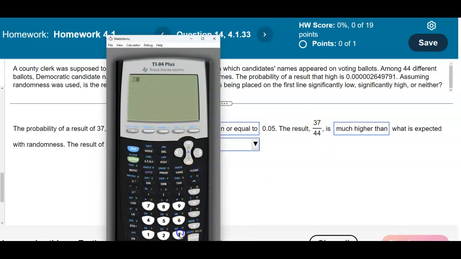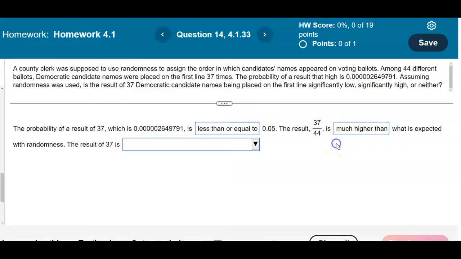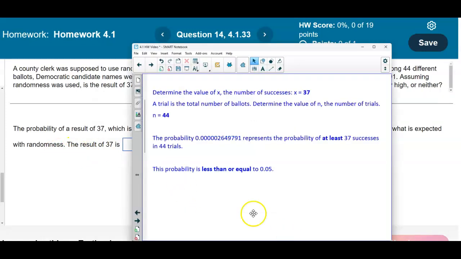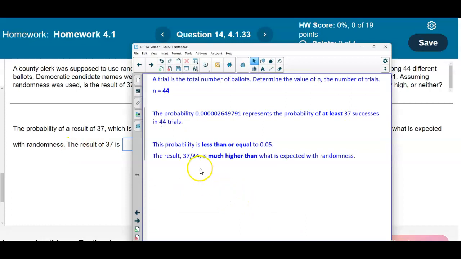And if we take a look at the result of 37 over 44, 37 divided by 44 gives us 0.84. Well, this is much higher than what is expected, because this is about 84%. And that's much higher than with randomness. So the result, again, is much higher than what is expected with randomness.